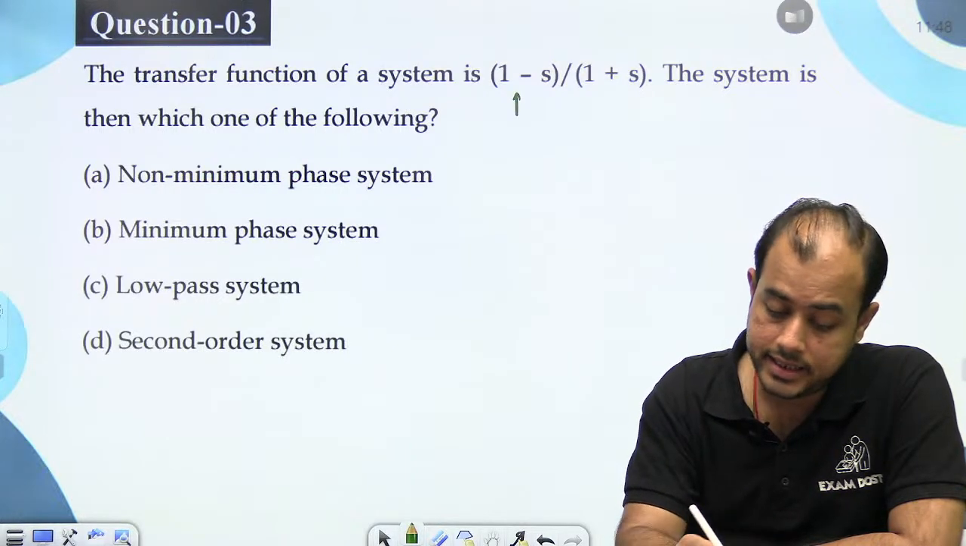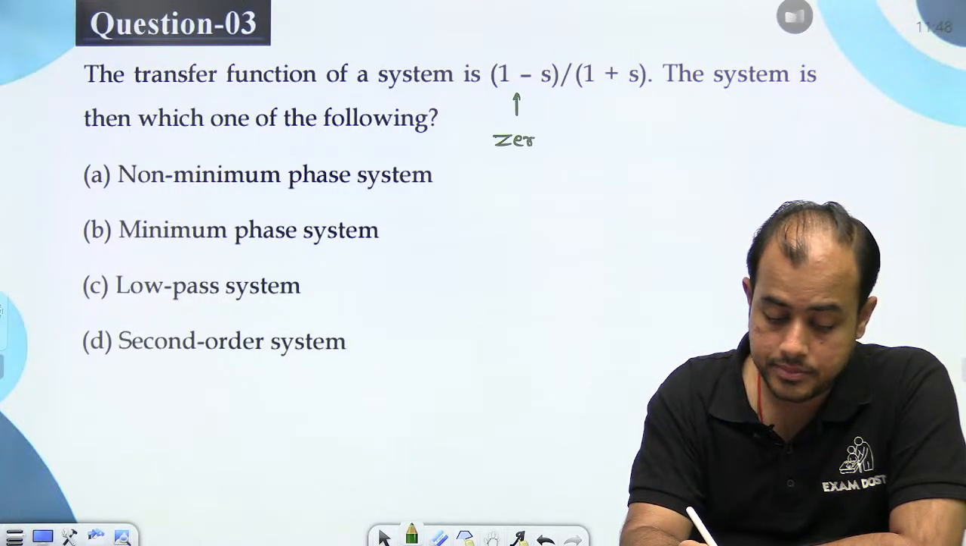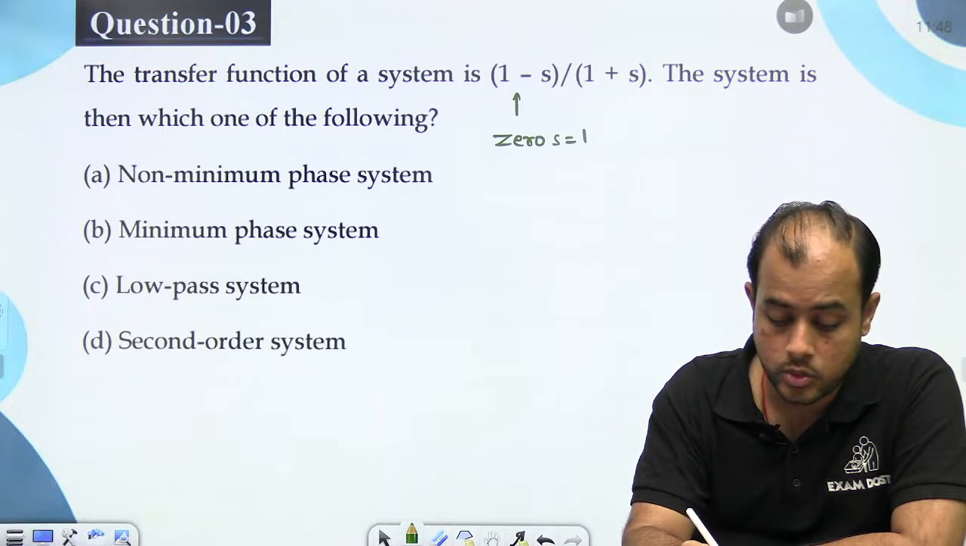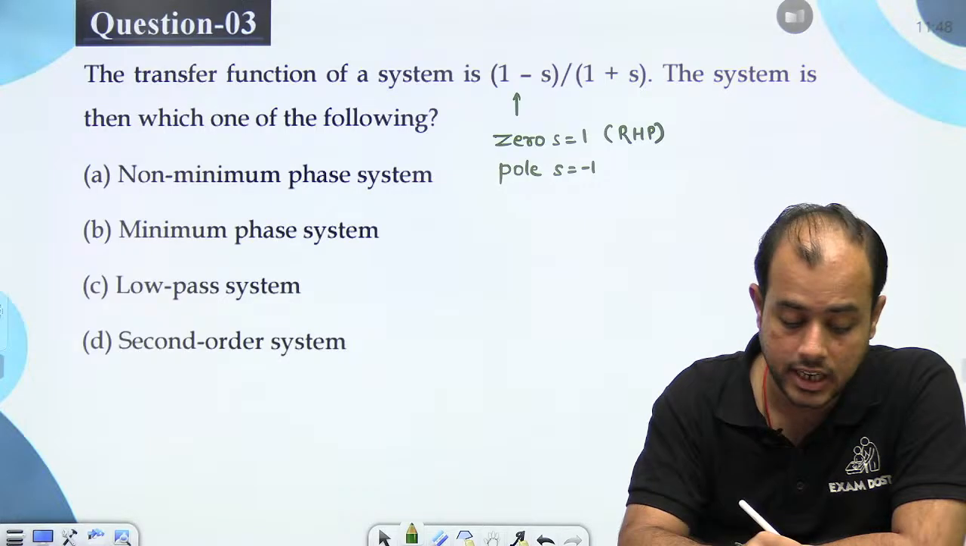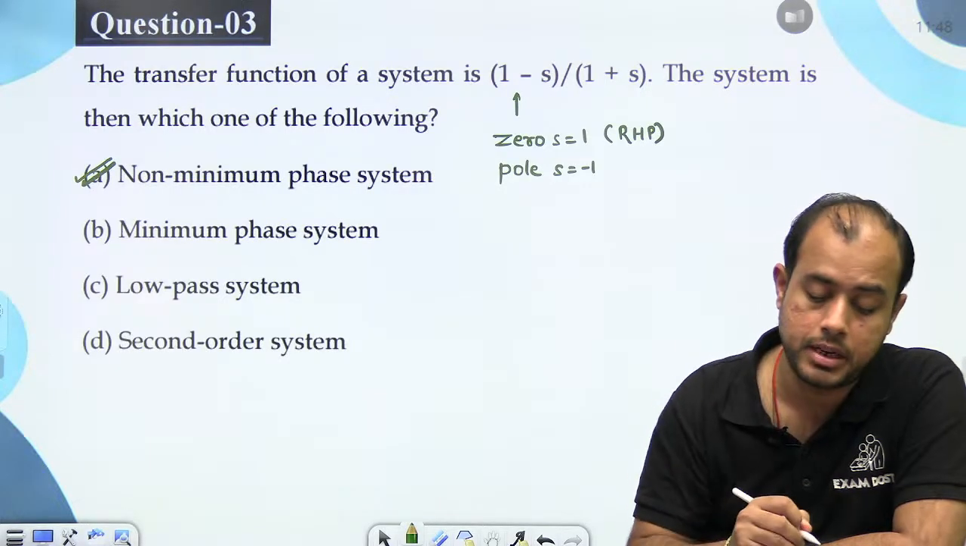Now here, ESE 2007 again. Zero is at s equal to 1. Pole at s equal to minus 1. So this is in the right half plane. So non-minimum phase.